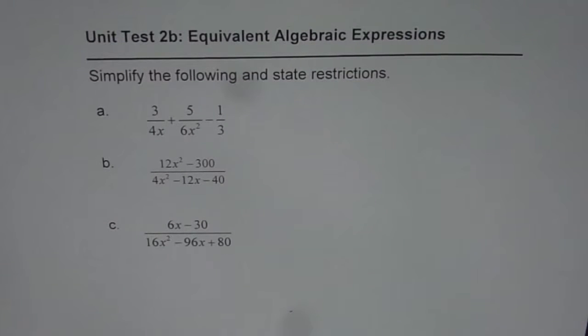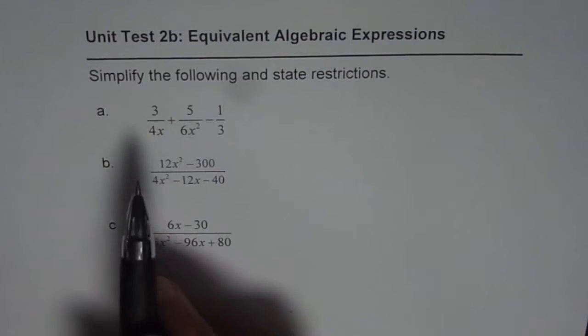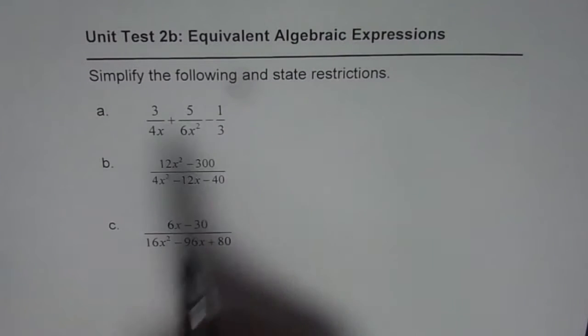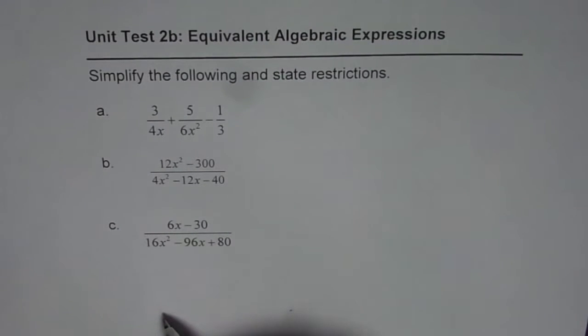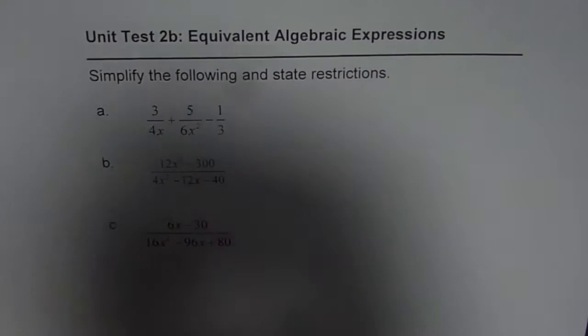Unit test 2, equivalent algebraic expressions. This is part B. In part A, we discussed polynomial expressions, and now we are dealing with rational expressions. Simplify the following and state restrictions. So we have three different kinds of expressions, and let us see how to simplify and state restrictions. You can pause the video, copy them, answer, and then write down your solution. And then look into my suggestion also, right?